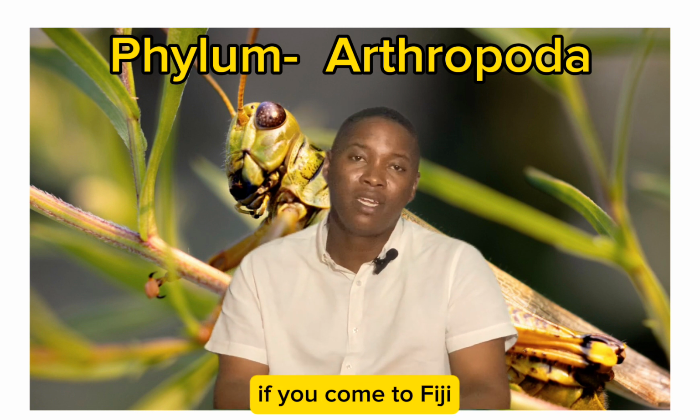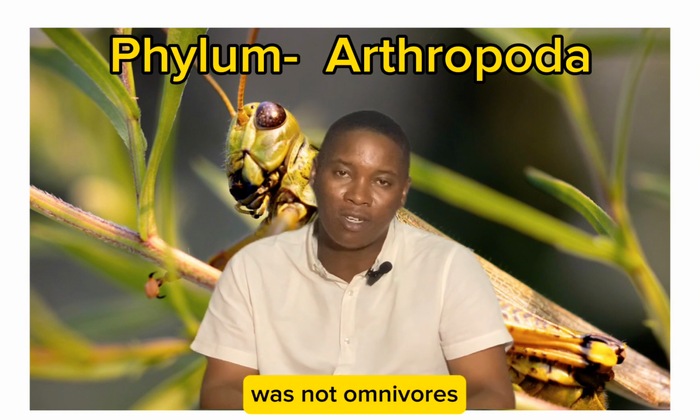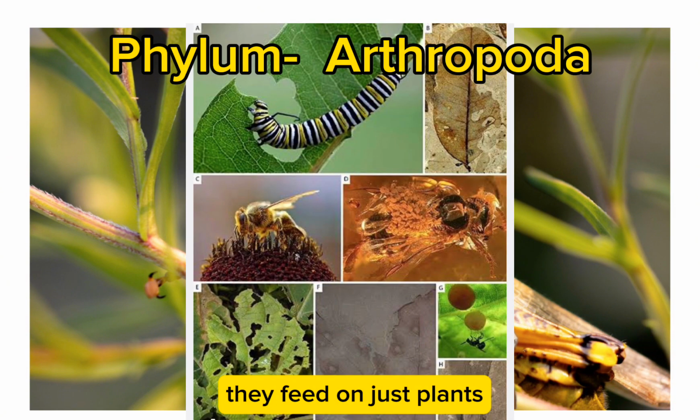If you come to feeding, some of them are herbivores, some are carnivores, and the others are omnivores. Those that are herbivores feed on just plants and plant materials. The ones that are carnivores feed on other organisms like themselves. Meanwhile, the last set that are omnivores feed on both plant materials and other organisms like themselves.